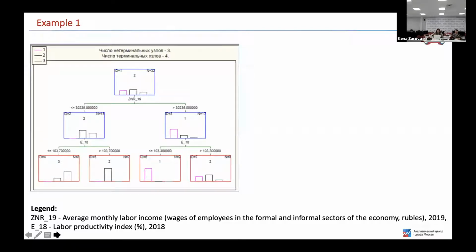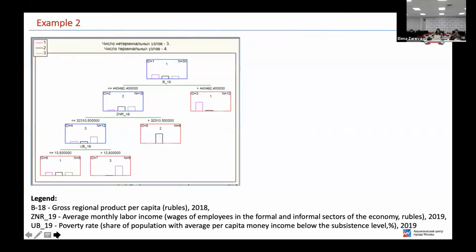So you can see on the top of the tree is the labor income, and also you can see the leaves and branches of the tree, and by such examples we can find the hidden connections between the informal employment and indicators.